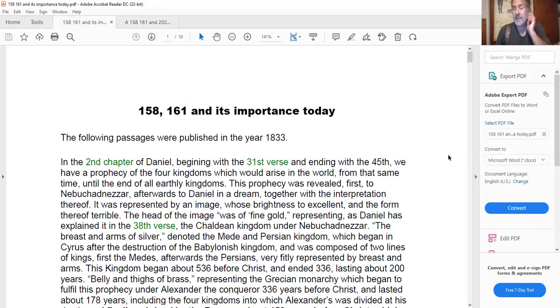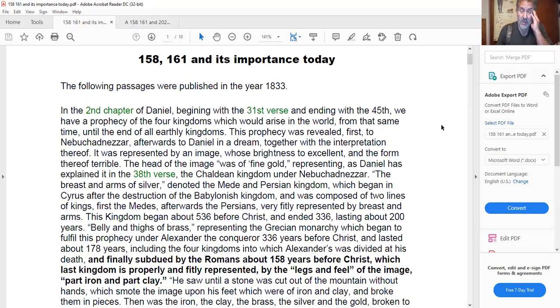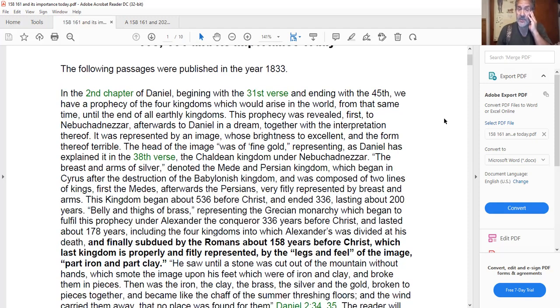Going back to the document. Now, we have several passages that we're going to go over quickly, and these were passages that were written and published in the year 1833. In the second chapter of Daniel, beginning with the 31st verse and ending with the 45th, we have a prophecy of the 4 kingdoms which would arise in the world from that same time until the end of all earthly kingdoms.